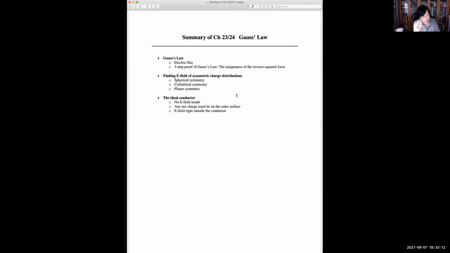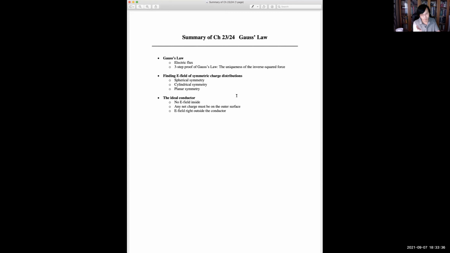These are the only three symmetries that allow you to do that. Any other symmetry is not good enough. It's not high enough. So Gauss's law is powerful when you have these three symmetries. But outside these three symmetries, it is still valid, but in the integral form, it's not that useful.